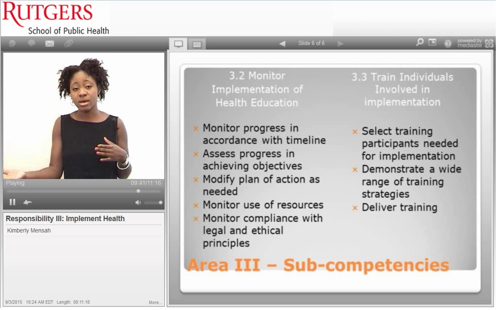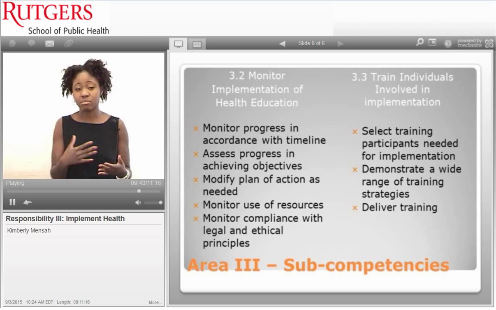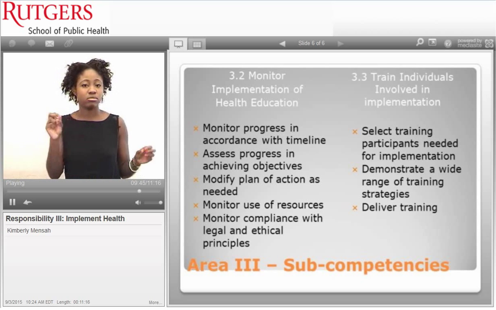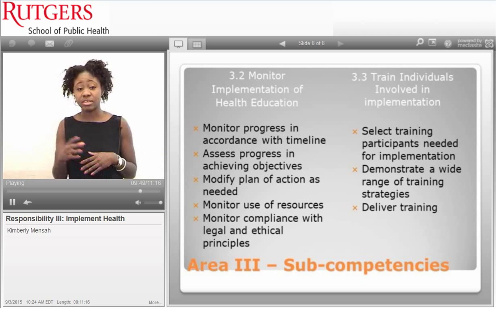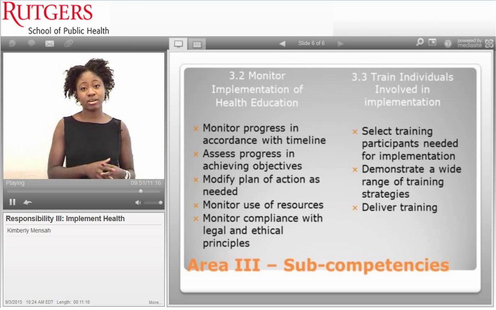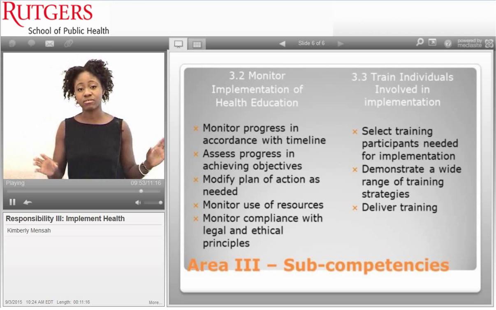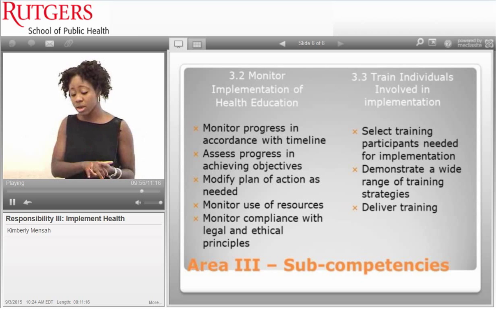When it's time to train those individuals, it's important to take into consideration the media that you use to train. Health educators should be very media literate, so simple layout design if need be, website design, CDs, how to utilize the internet, how to utilize YouTube in a training. All these are really important for a health educator to know.